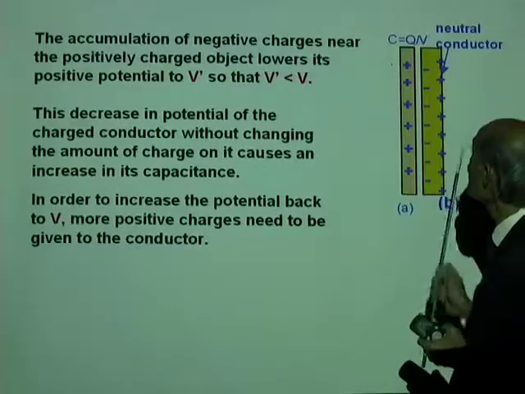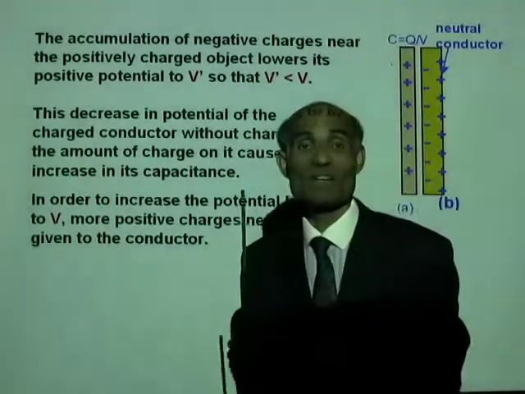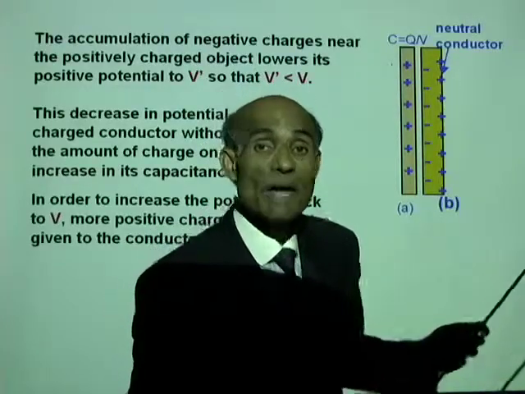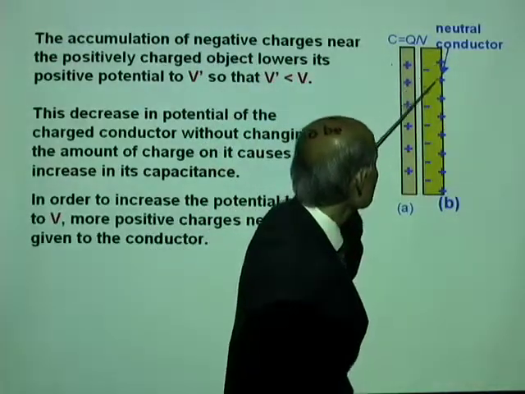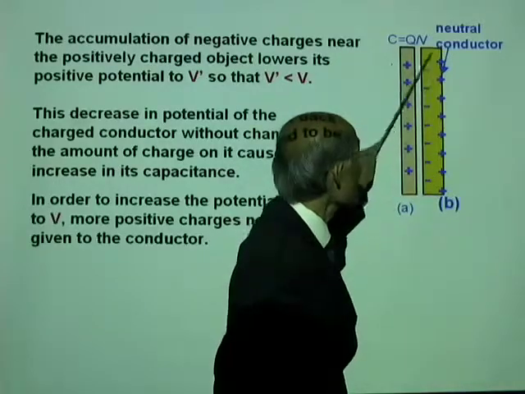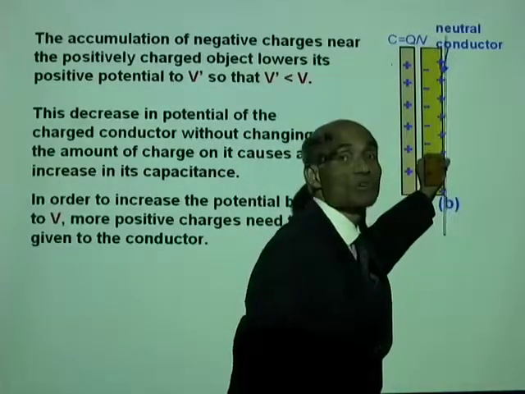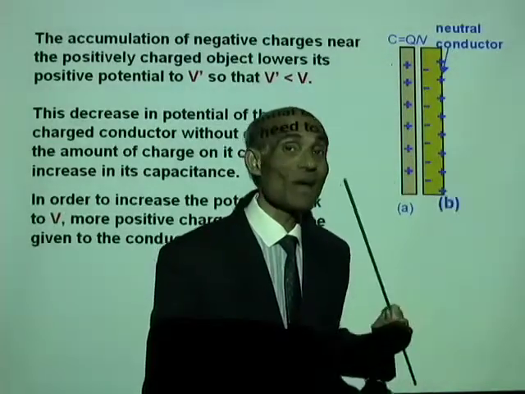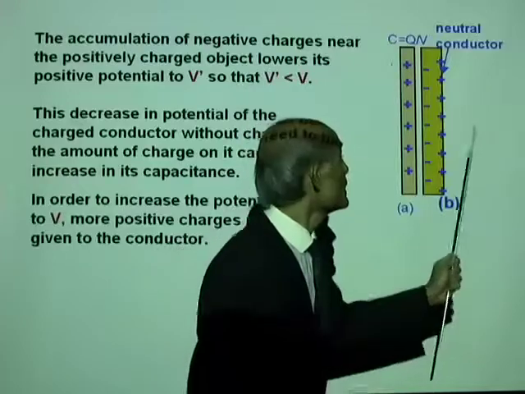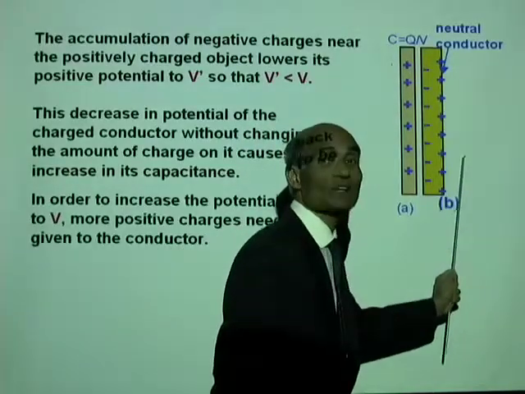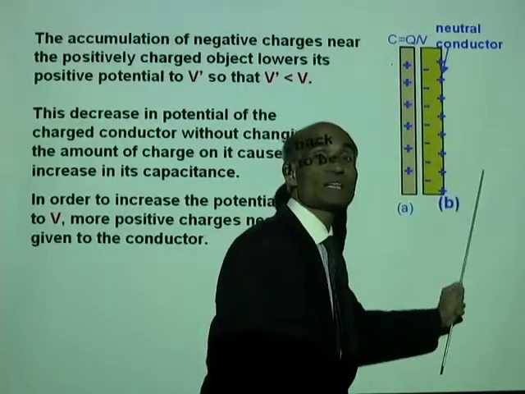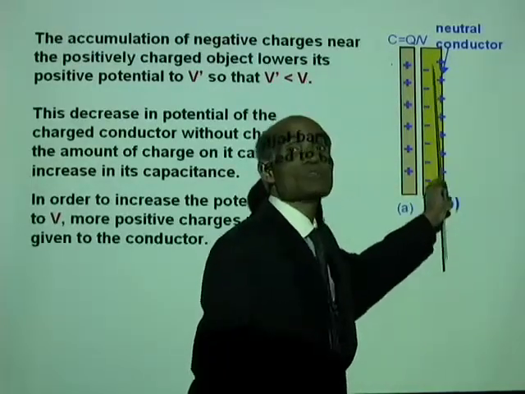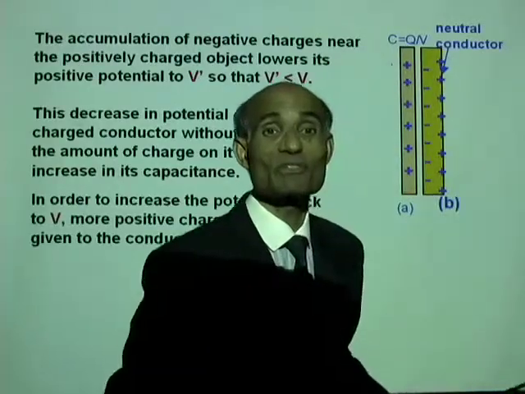Now, how will we remove those positive charges? Any suggestions? Can you suggest a way we can remove these positive charges from this end of the neutral conductor? What can we do to remove them? Well, a very simple thing: ground the neutral conductor. If you ground the neutral conductor, negative charges will move from the ground, come in and neutralize those positive charges. You see that?